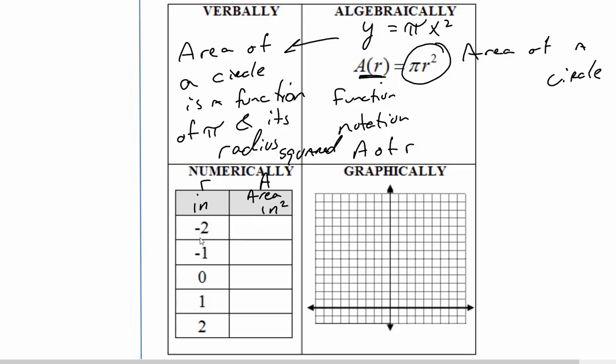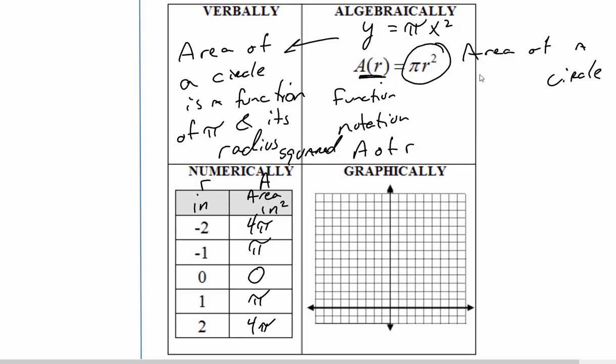Okay, so if I plug in -2 to r, I get 4. 4 times pi, I'm just going to leave it as 4 pi. If I plug in -1 to r, I get just pi. That's pretty easy. If I plug in 0, I just get 0. If I plug in 1, I get pi. And if I plug in 2, I get 4 pi. Leave it as pi. Don't put it as 3.14. Just leave it as pi for right now. It's not that big of a deal right now.